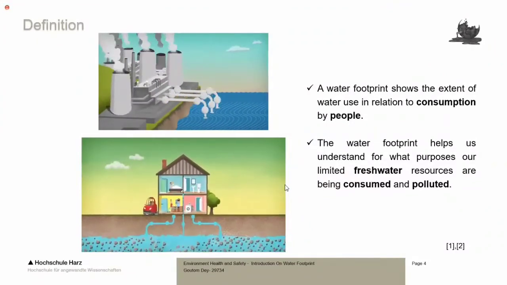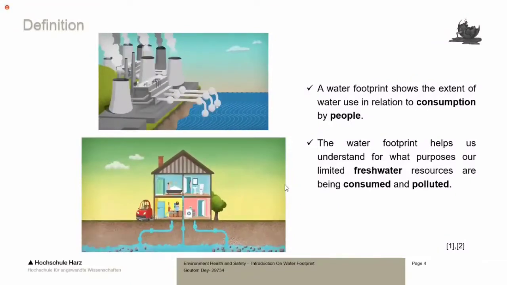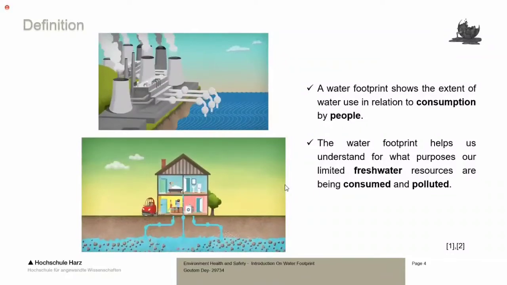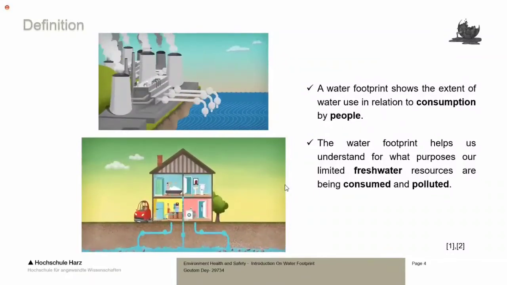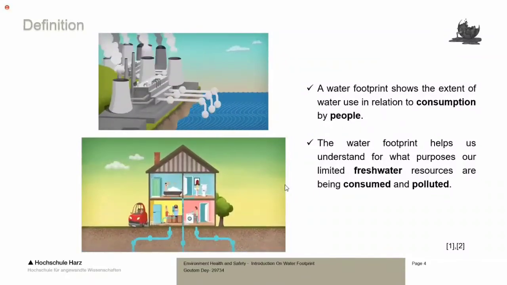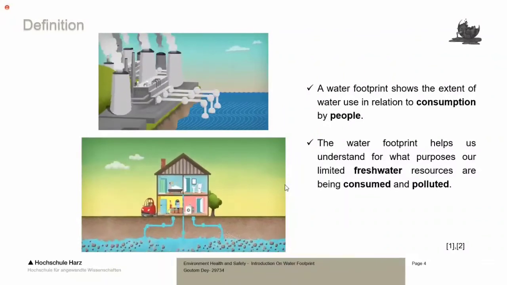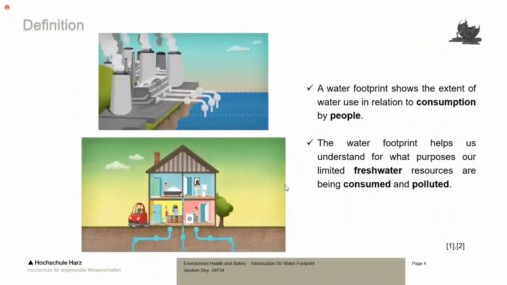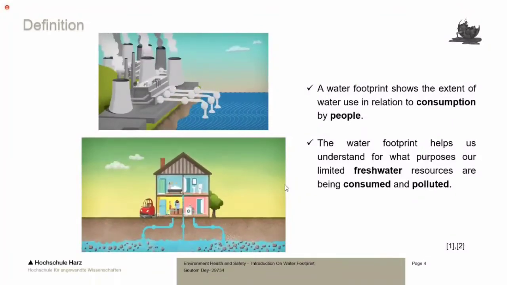So it can be measured for a single process, such as growing rice, for the fuel we put in our car, or for an entire multinational company. The water footprint can also tell us how much water is being consumed by a particular country or globally, in a specific river basin or from an aquifer.